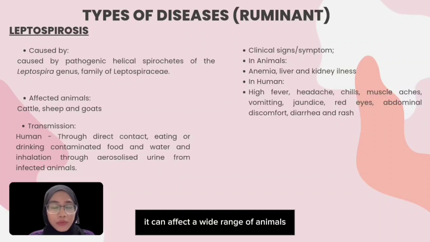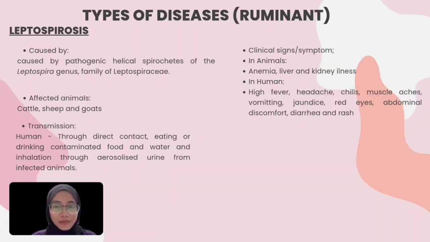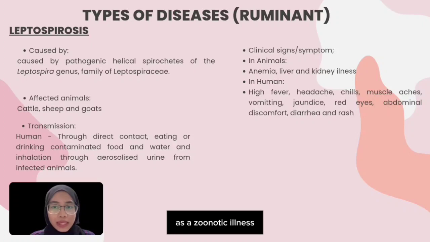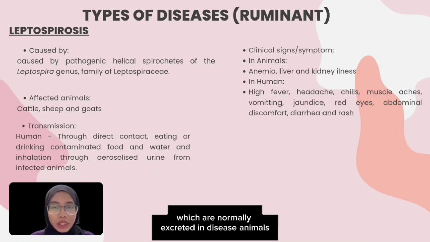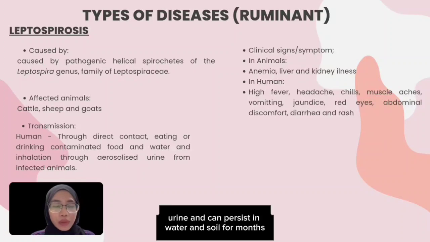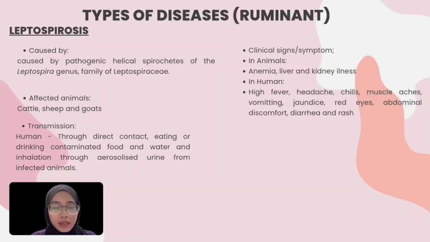It can affect a wide range of animals, especially livestock animals, including cattle, sheep, and goats. As a zoonotic illness, leptospirosis can spread from animals to humans. The bacteria, which are normally excreted in diseased animals' urine and can persist in water and soil for months, can cause an infection in humans.